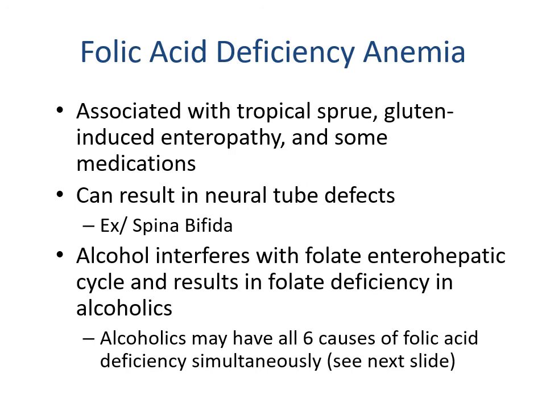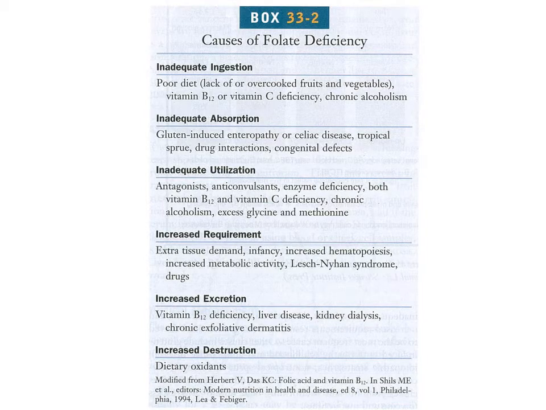So looking at folic acid deficiency anemia, this is associated with tropical sprue, gluten-induced enteropathy, and some medications. Now again, we know that folic acid deficiency at the time of conception, or during the early gestational period, can result in neural tube defects, for example, spina bifida. Other patients to consider are those with alcoholism, as alcohol interferes with the folate enterohepatic cycle and results in folate deficiency. And so alcoholics have all 6 causes of folic acid deficiency simultaneously. Here we can see these causes: inadequate ingestion, inadequate absorption, inadequate utilization, increased requirement, increased excretion, and increased destruction.